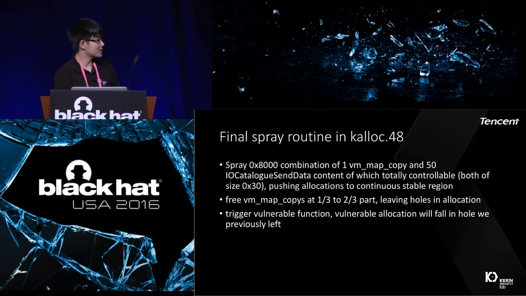So finally, we come up with the following steps in the KLOC 48 zone. First, we spray about 8,000 combinations of one 48-byte VMAP copy and 40 OS strings in one IOCatalog send data invocation, and the content of which is prepared and controlled by us. And then we free the VMAP copies in the 1/3 to 2/3 range so that we can dig holes in the allocation. And finally, we trigger the vulnerability in the Pleat 3D submit commands, and the vulnerable allocation will fall in the hole we previously left.